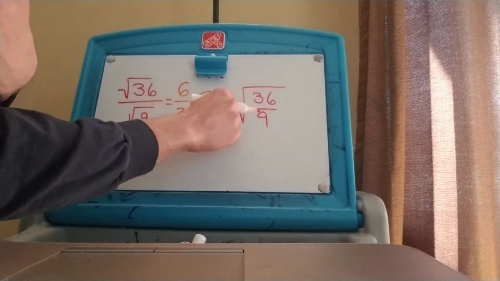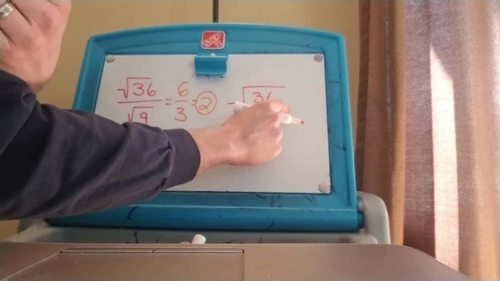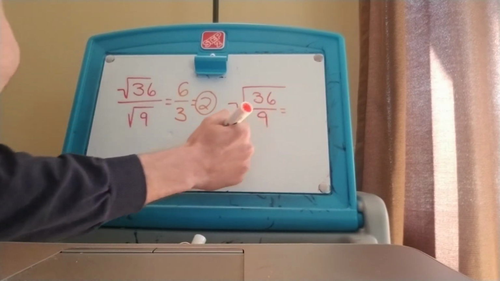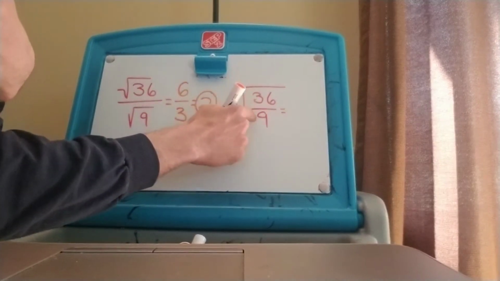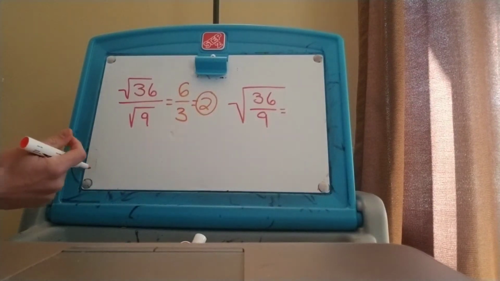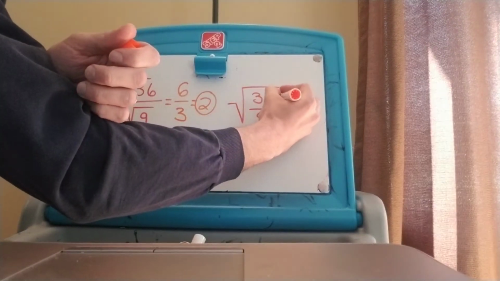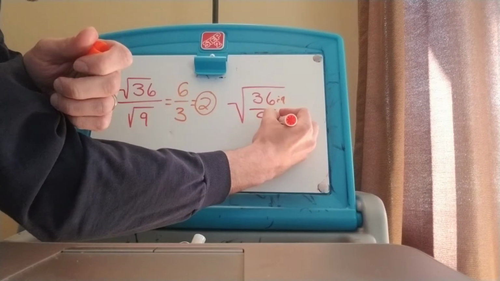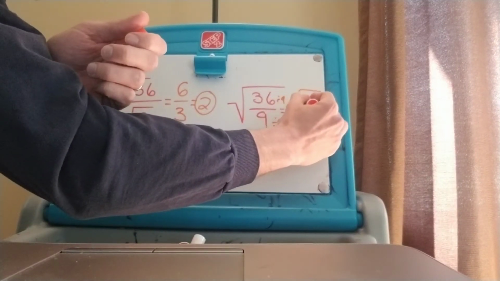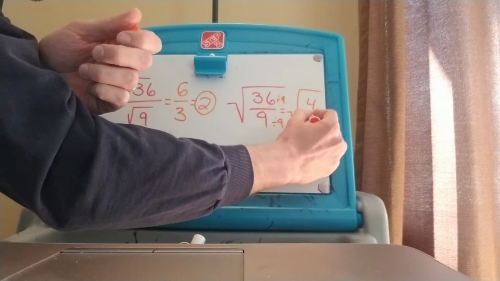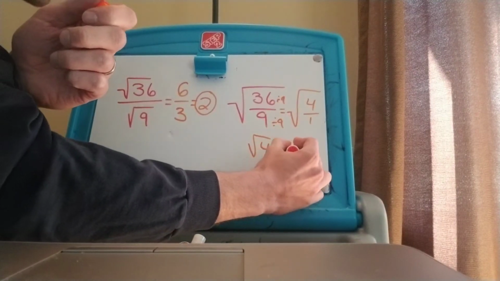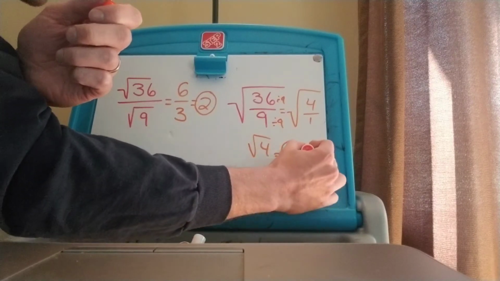Now here I have the whole thing in one giant radical. So to do this problem, first I'm going to simplify what's inside the radical. So I'm going to simplify 36 ninths. So I'm going to simplify that fraction, 36 over 9. I'm going to divide both the top and the bottom by 9. So now this problem turns to the square root of 4 over 1. So really it's just the square root of 4, which is also 2.